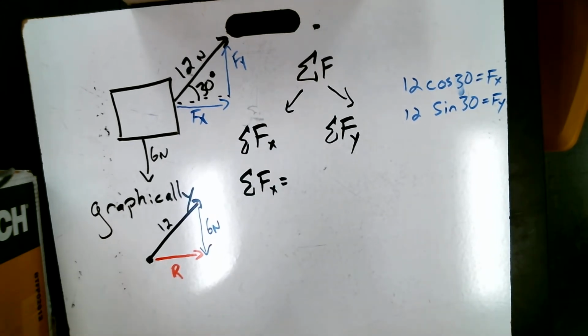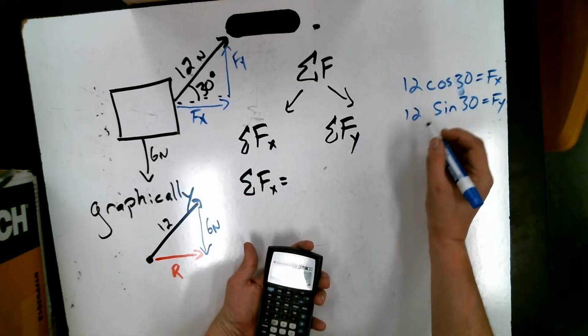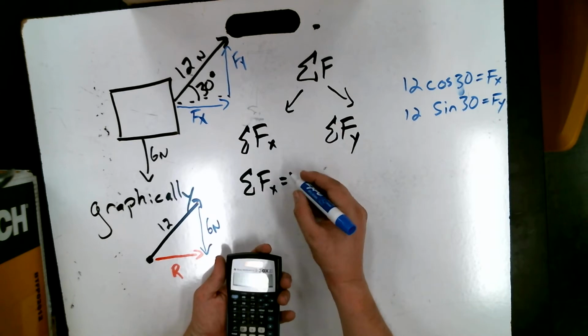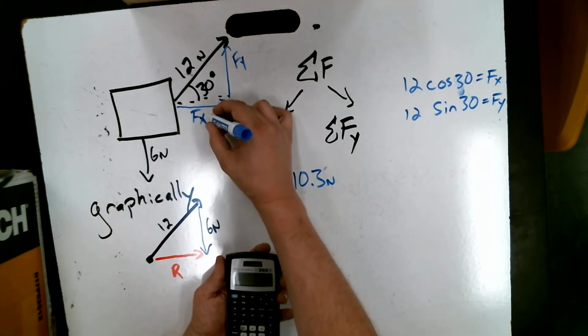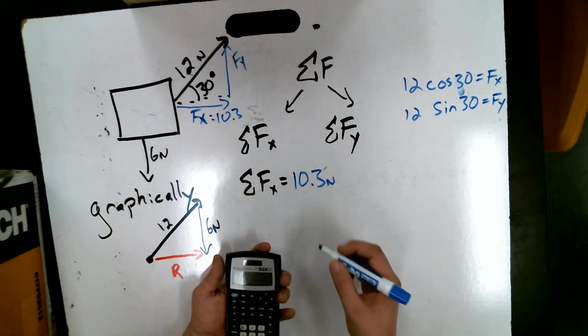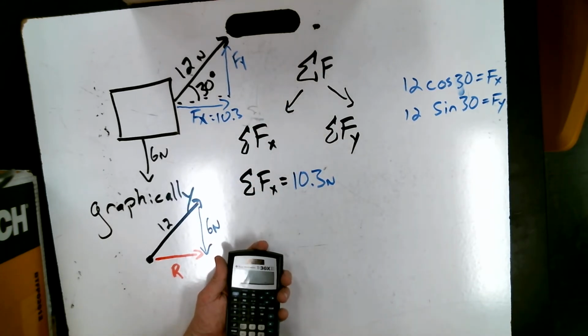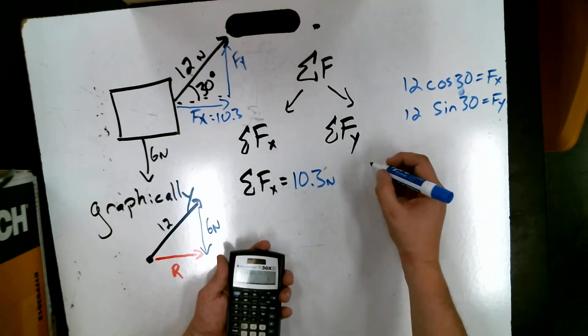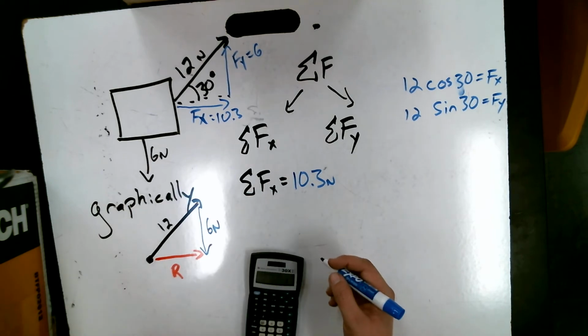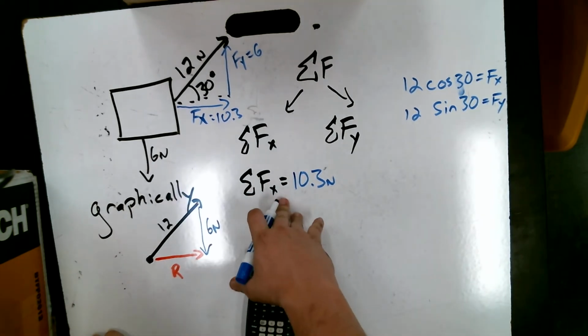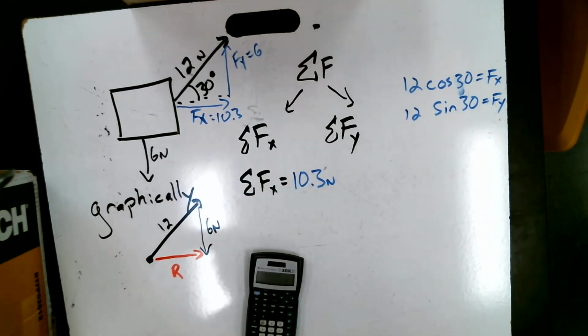12 cosine of 30 gets me an answer of, so in the x direction, I'm going to get 10.3 newtons. So I'm going to update my picture here because I have that information now. And then 12 sine of 30, well, that gets me a really nice 6. So I'm going to update my picture real quick. This is my only x force, so this side is done.